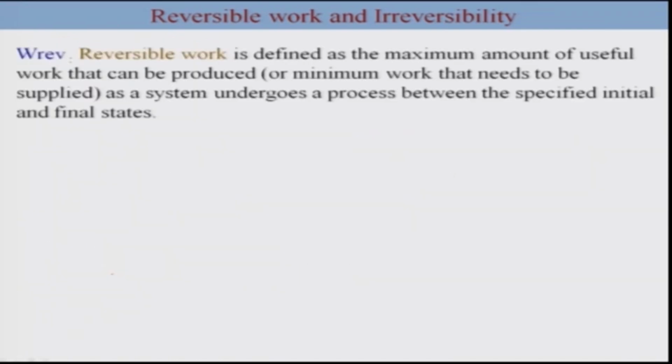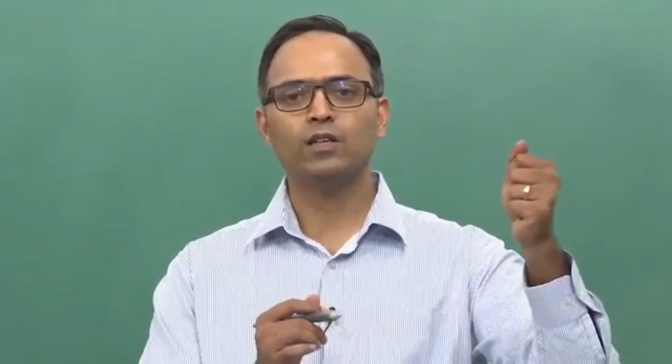Now we'll define reversible work. The reversible work is defined as the maximum amount of useful work that can be produced for the work producing device, or the minimum work that needs to be supplied for the work consuming device, as the system undergoes a process between the specified initial and final states. So that would be the definition of reversible work. In other words, if the final state is the dead state, as we already talked about earlier, then exergy, which we are going to define, is the maximum amount of work possible from a given state to the state where the system is at equilibrium with the surroundings, which we call the dead state.